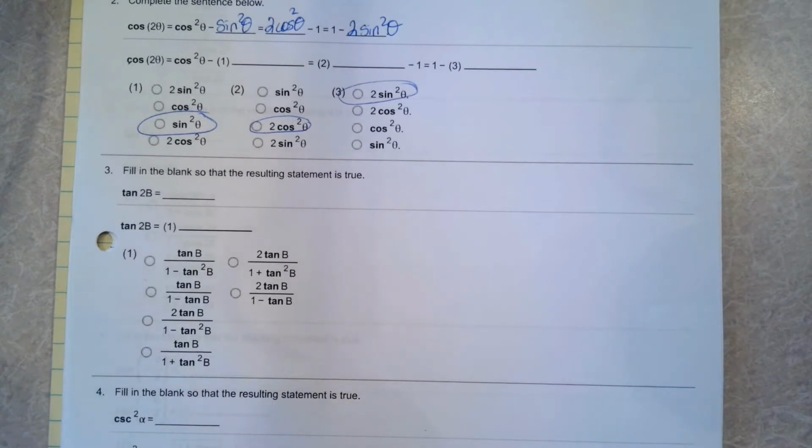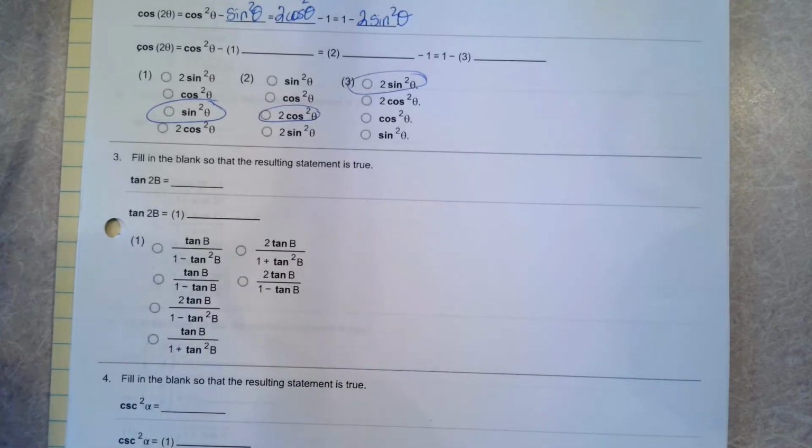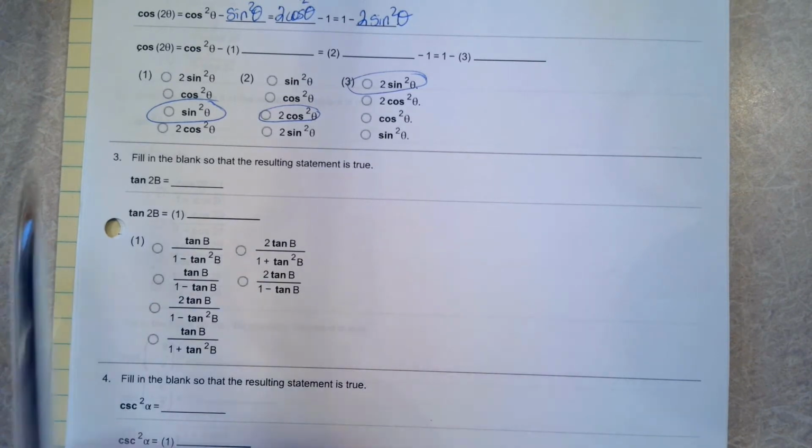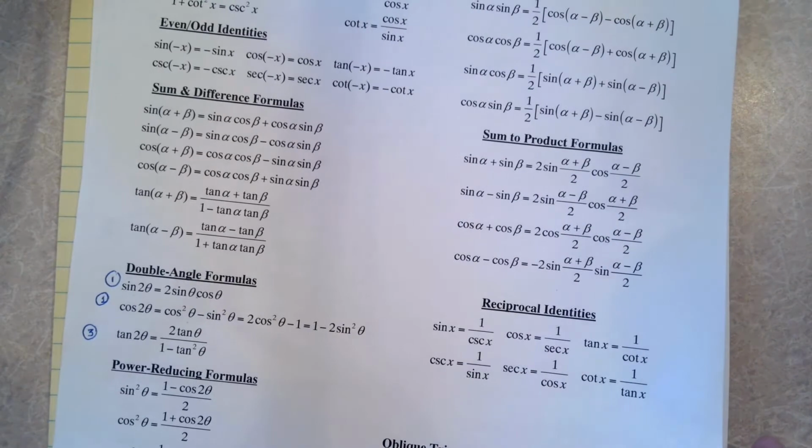Okay. Number 3 says fill in the blank so that the resulting statement is true. I hope I'm not covering up my microphone. I'm pretty sure I've been covering up my microphone. But those were pretty simple and I got them right from here on the identity sheet. So just look right there.